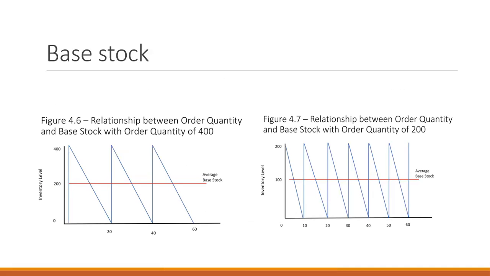If we look at these charts, this is our relationship between order quantity and base stock with order. If we're looking at an order quantity of 400, then every time we order, we always want to maintain a base stock of 200. So we would order when it hits 200. By the time it gets low that we might be running out, we receive another 400. When that gets down to 200, we're going to order again. If we have an order quantity of 20, then we need to reorder every time we hit 100.